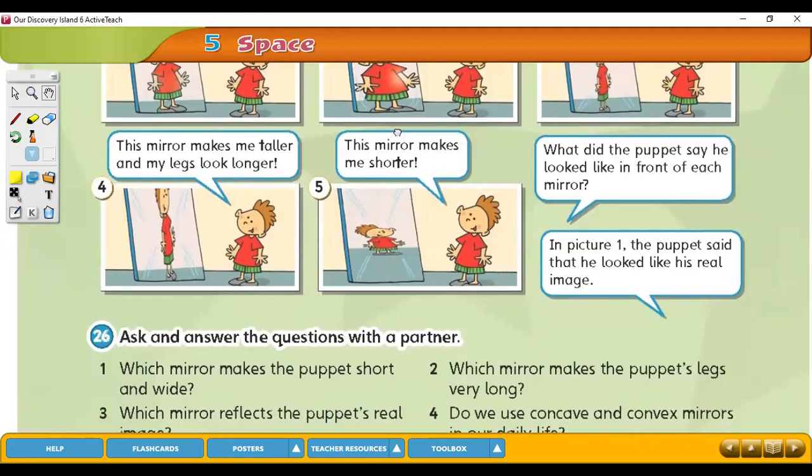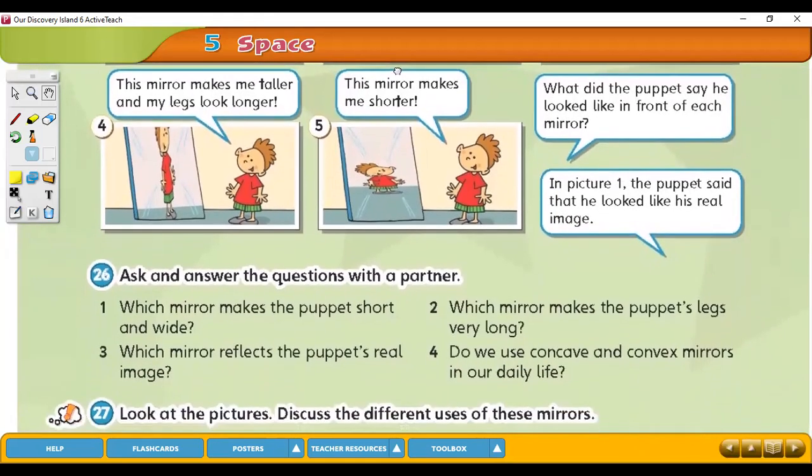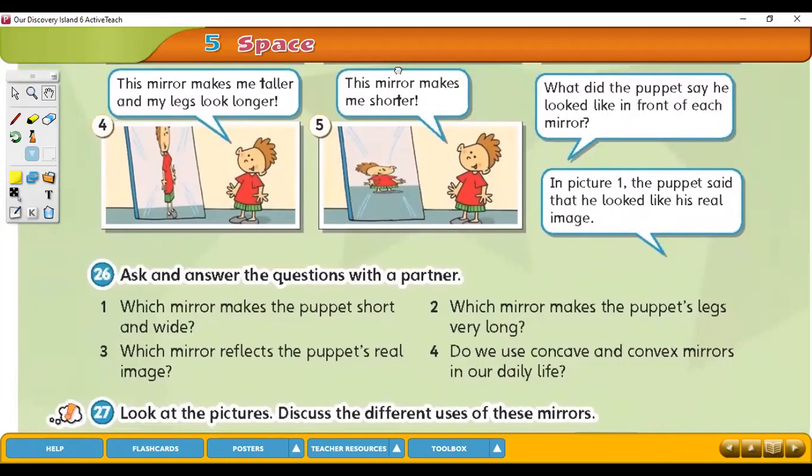Concave one. Excellent. Number 3, which mirror reflects the puppet's real image? The plane mirror. Exactly. And number 4, do we use concave and convex mirrors in our daily life? Do you have them at home? Do you have them in your bedroom? No, I don't think so. We use the flat ones. We use the plane mirrors.